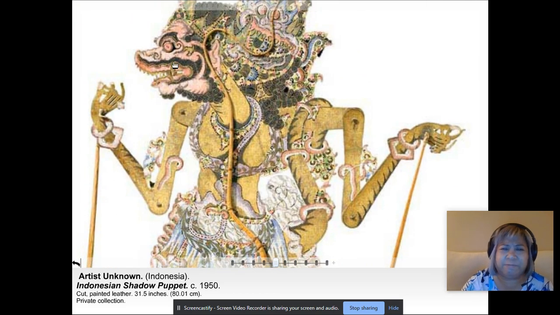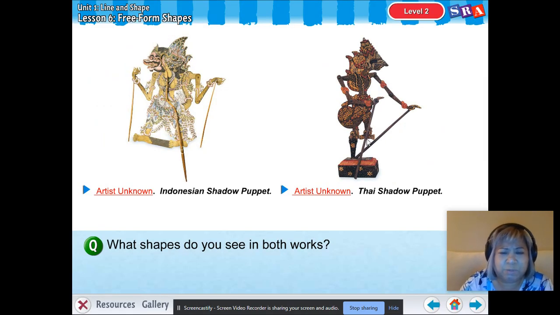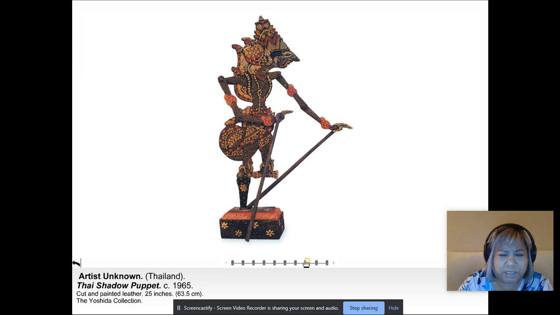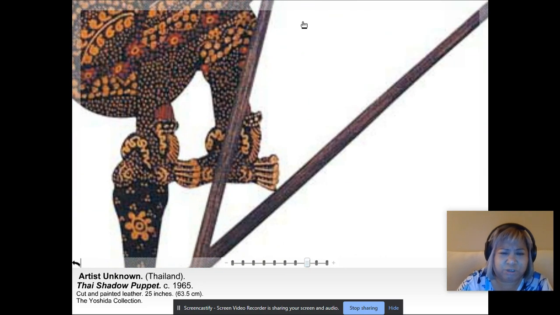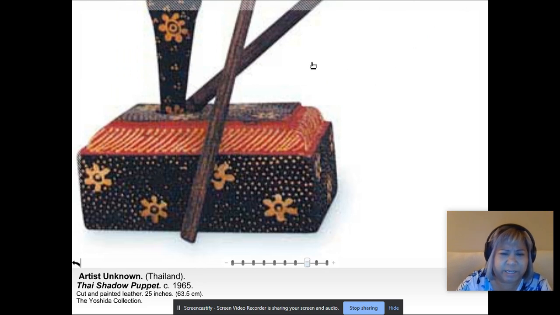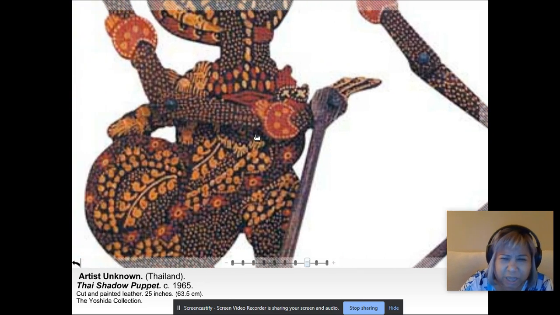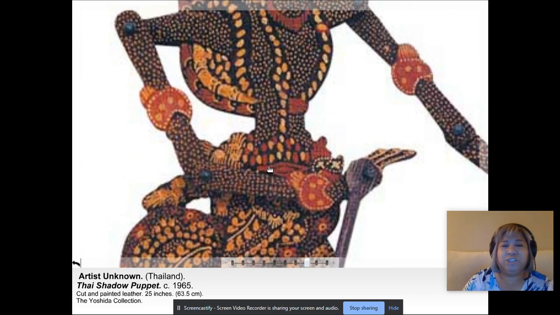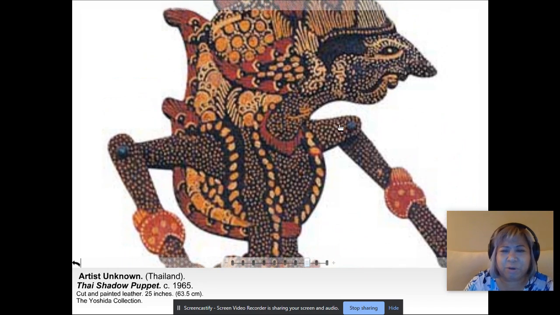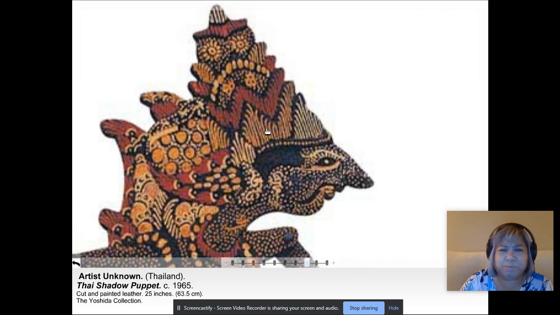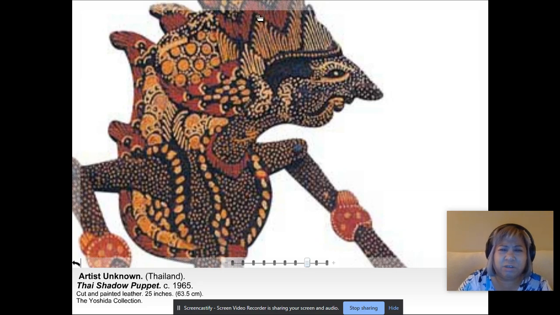You might be able to find some geometric shapes within the picture. Same thing with this one. Let's see what we see. I know that the base of this thing is a geometric shape. We know that's a rectangle. Then there's a bunch of little dots. You can see different geometric shapes in the design, maybe little polka dots, circles here, some circles here. But for the most part, the figure itself is a freeform shape.